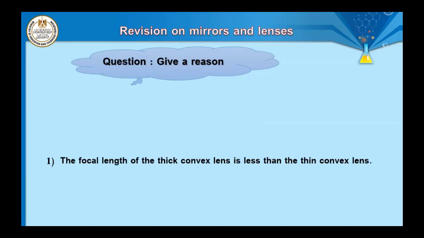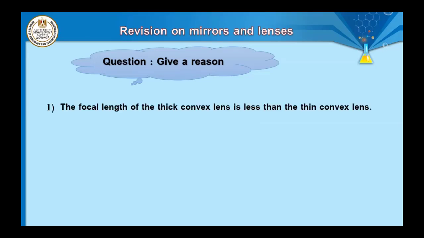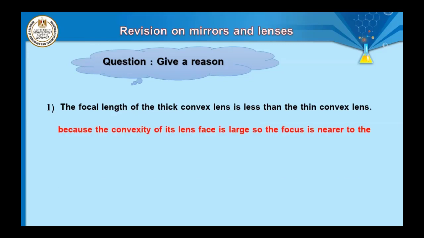Give reason. Number 1. The focal length of a thick convex lens is less than that of a thin convex lens. Why? Because the convexity of its lens face is larger, so the focus is nearer to the optical center.